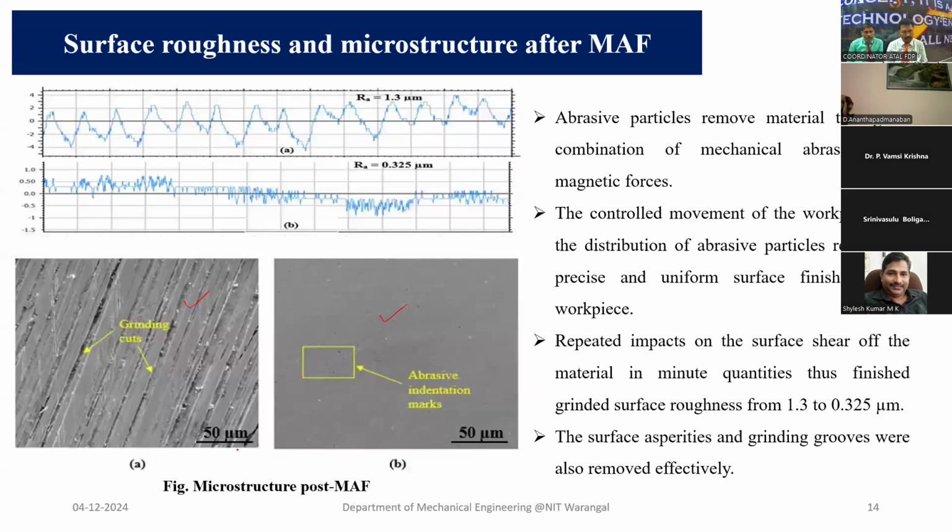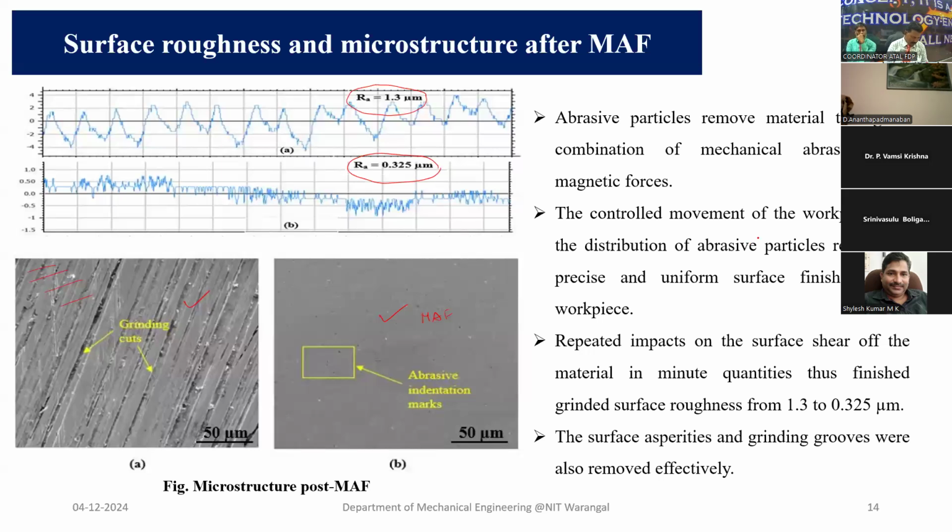So this is the normal component after grinding. This is the microstructure of this component from the SEM, and this is after the MAF process. So you can see a lot of difference is there. All these scratches and burrs are removed in this process. But still here also a small indentation will be there. That is called abrasive indentation marks. And this is the initial roughness value, that is 1.3 micrometers, and the final roughness now is 0.325 micrometers. That is the Ra value actually that we measured.